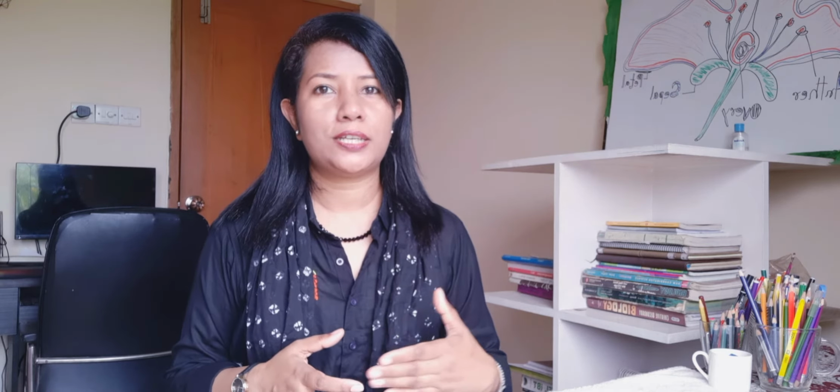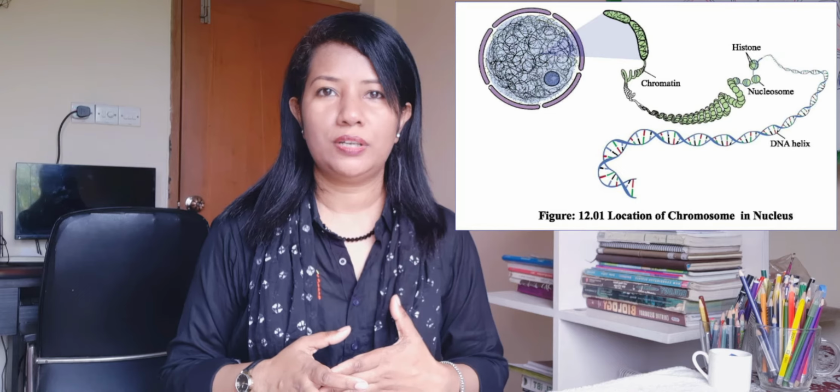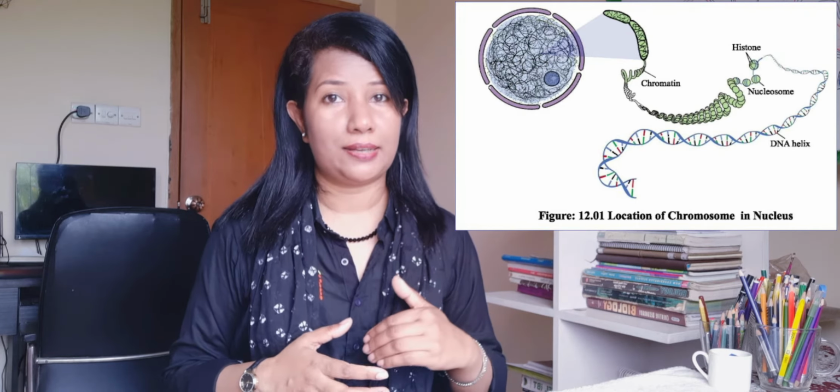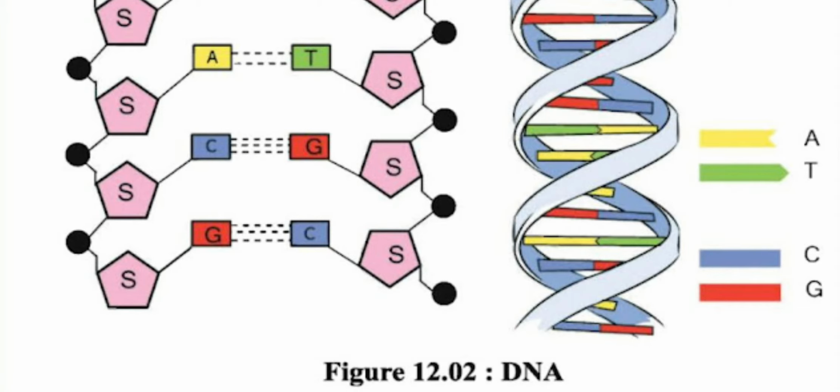Next question: what is chromosome? A chromosome is a thread-like structure found in the nucleus, on which the genetic material is organized. Chromosomes carry the information for making new animals and new plants' bodies. This information is carried in the molecule deoxyribonucleic acid, that is DNA.